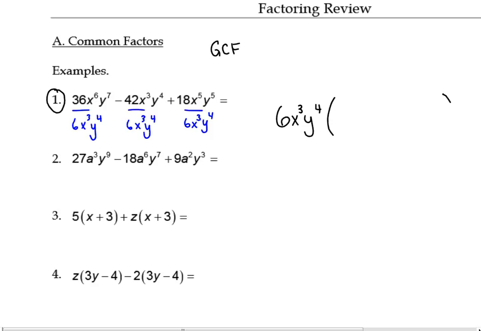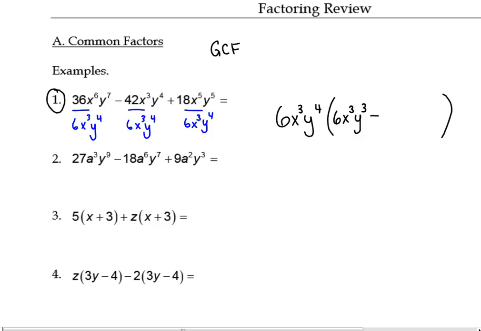And when we factor it out, we have to figure out what's left over. So what's left over here? 36 divided by 6. 6. X to the 6 divided by x cubed. How many x's left over? If we pulled 3 of them out, there's 3 left over, x cubed. If we pull 4 out, how many y's left over? 3.